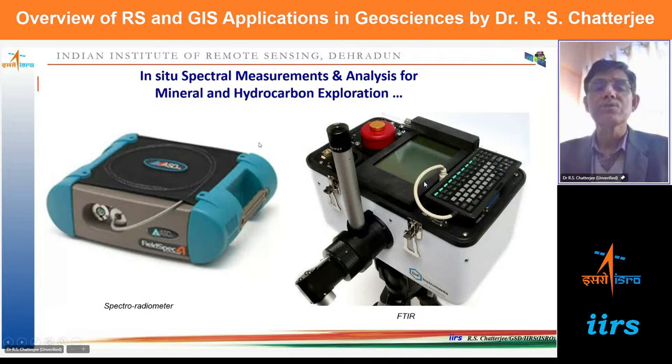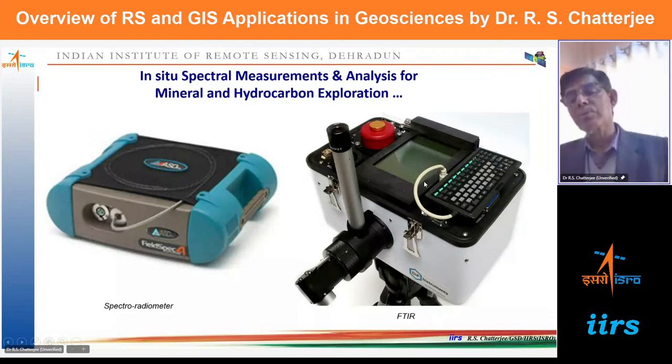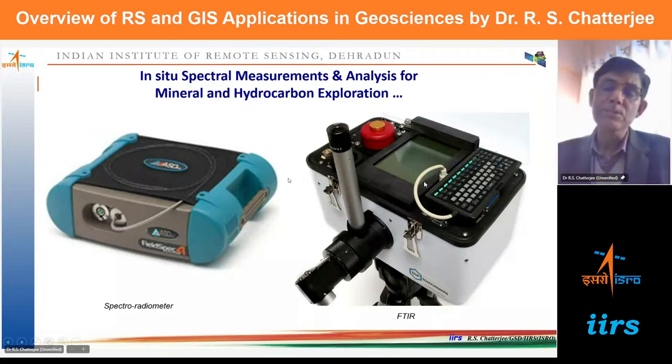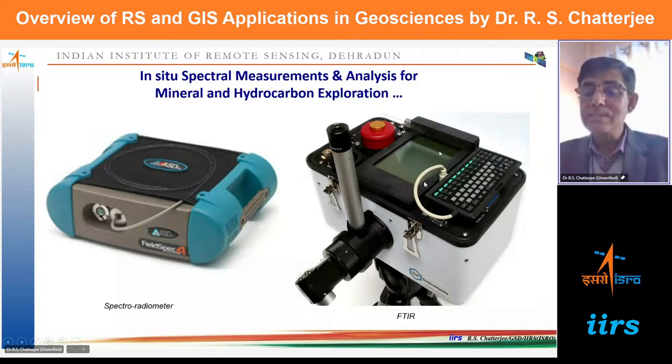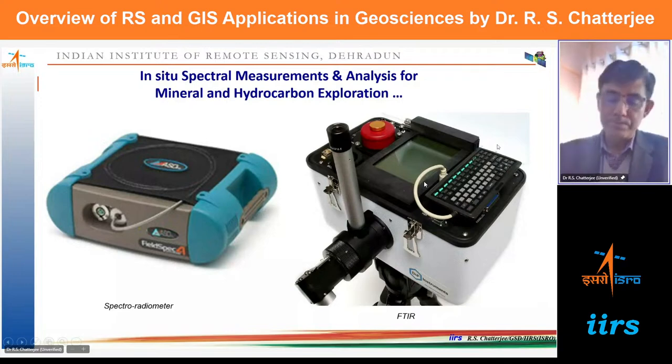Now you see, in situ spectral measurements and analysis can be done. These are the instruments, the spectroradiometers, in the visible and infrared region. You can use it for 0.4 up to 2.5 micrometer, or even up to 3 micrometer. And this is for the thermal infrared region, from 3 micrometer to 15 or 16 micrometer, or sometimes even beyond. This is particularly useful for silicates, carbonates, and hydrocarbons. And this is for other minerals like oxides, hydroxides, sulfates, and many other minerals.